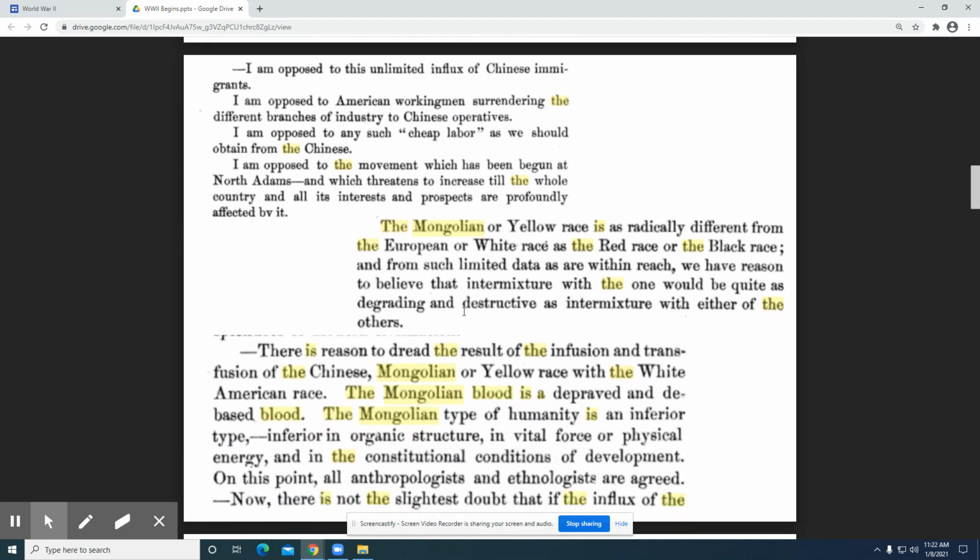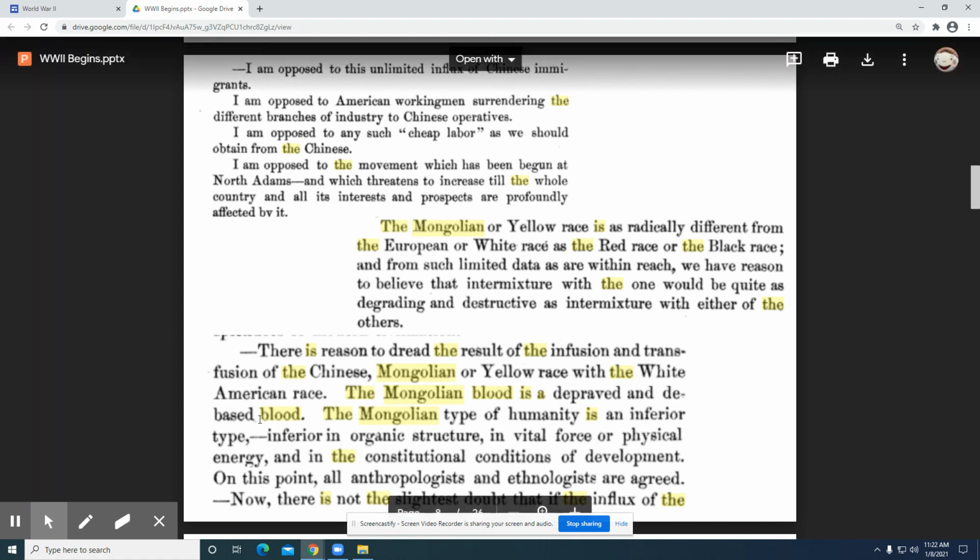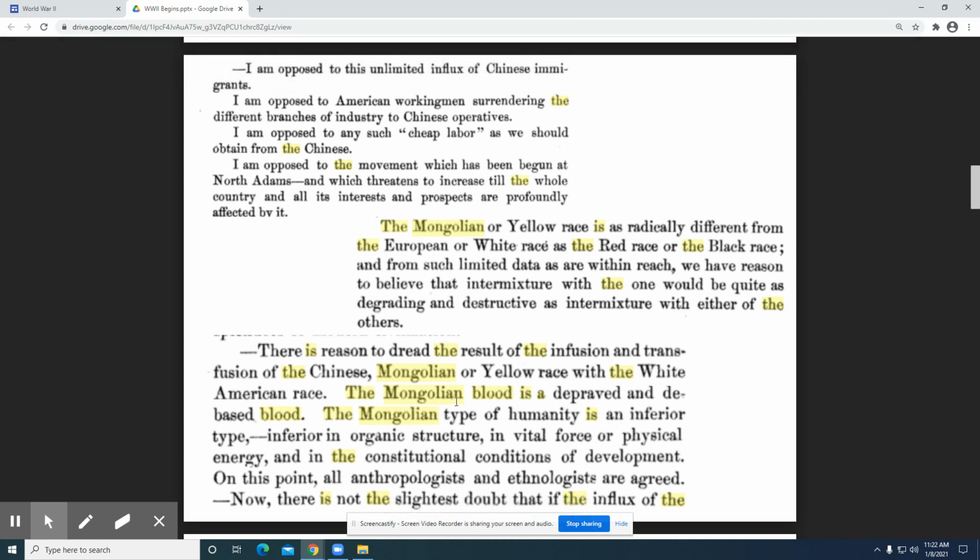But here I did a search for some of Down's research, and here he's talking about the Mongolian or the yellow race. He says that the Mongolian blood is a depraved blood. So pretty much from the Japanese point of view, they're looking at the way the West is looking at them racially. And I can't help but think that the Japanese are not feeling that the West is viewing them on any sort of racial, equal level.